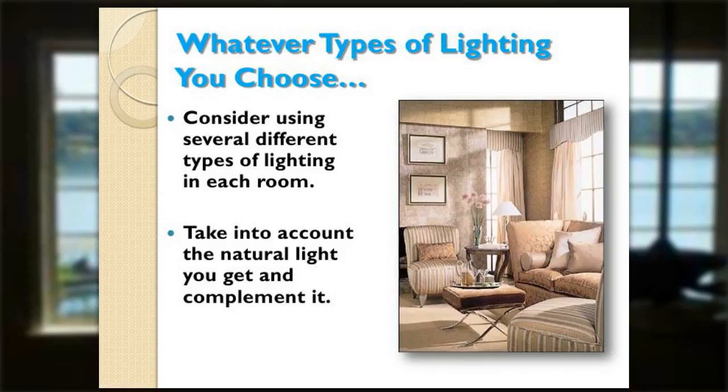But whatever types of lighting you choose, consider several different types of lighting. Consider the natural light right away and complement it well.